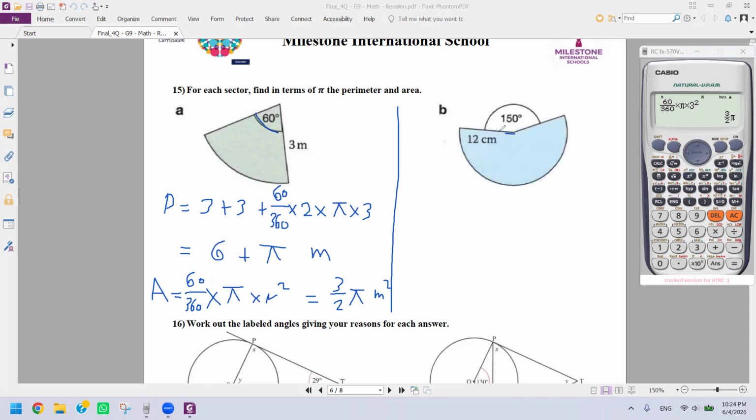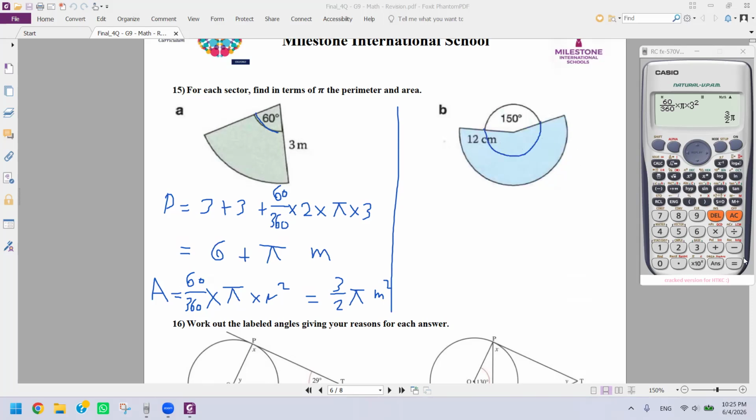So, radius is 12, radius 12, and I need this part. But here, they made a small trick. They gave me the angle outside. They said the angle outside is 150. I don't care about the one outside. I need the one inside, the blue part. How would I do it?